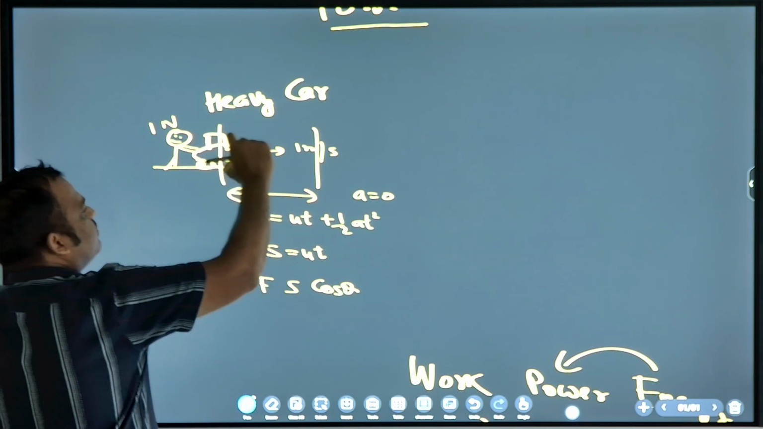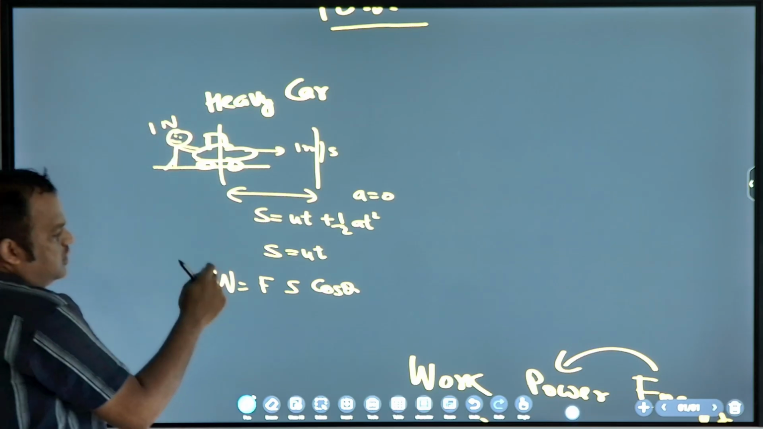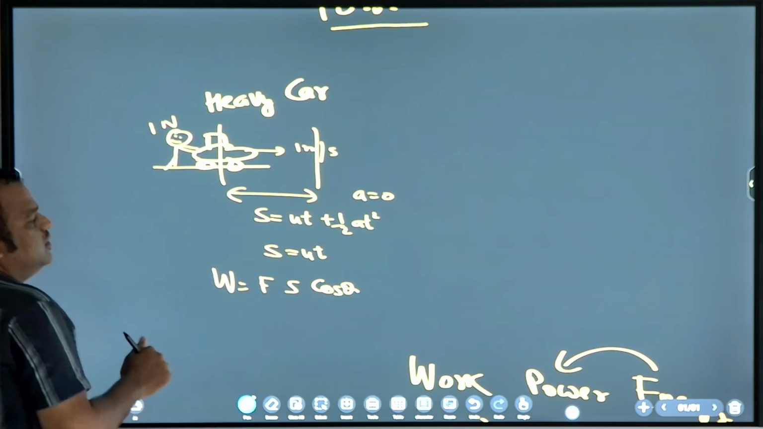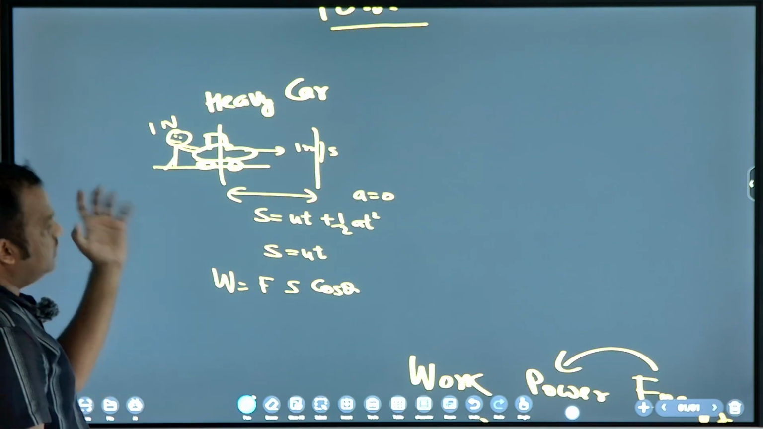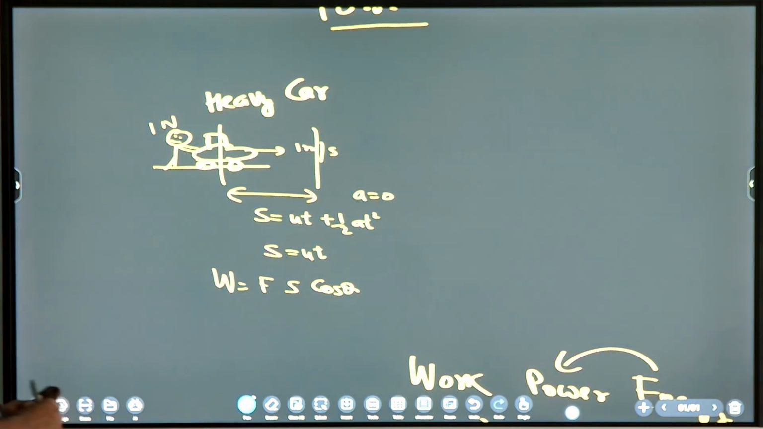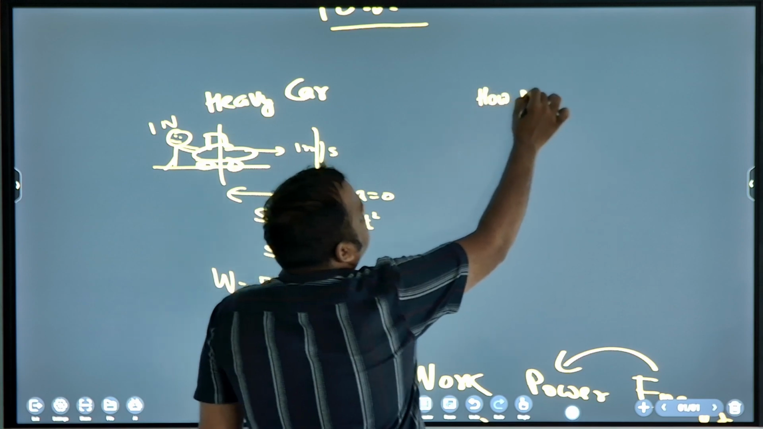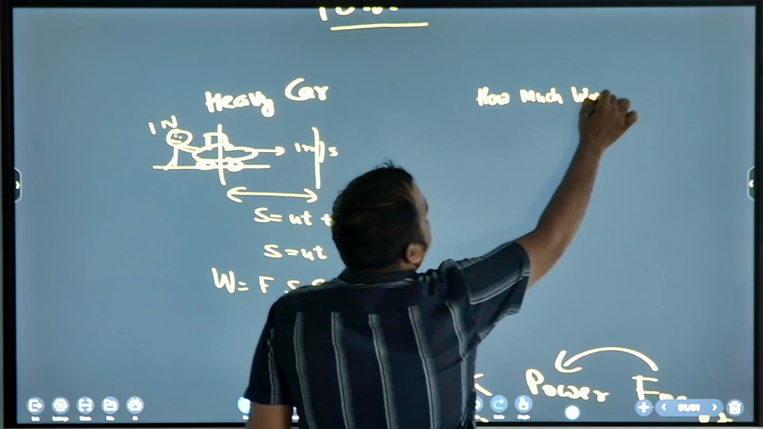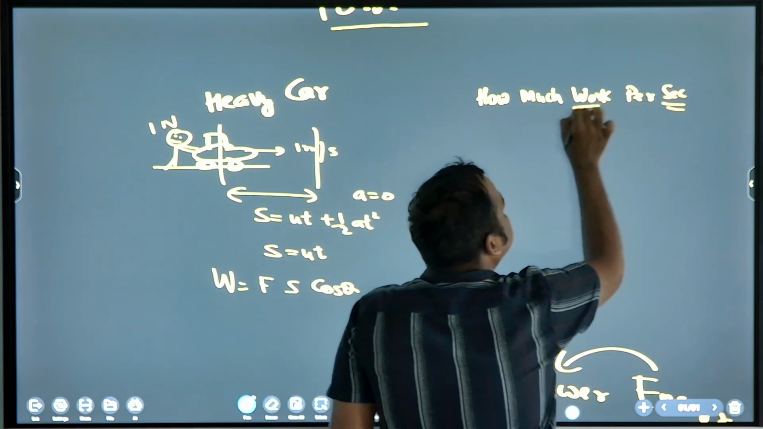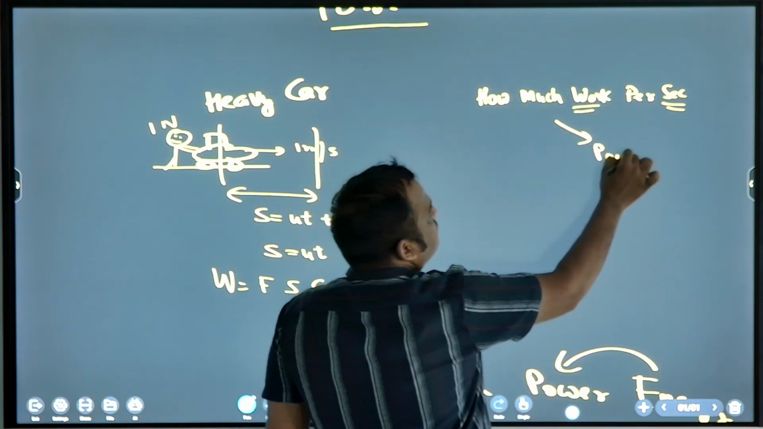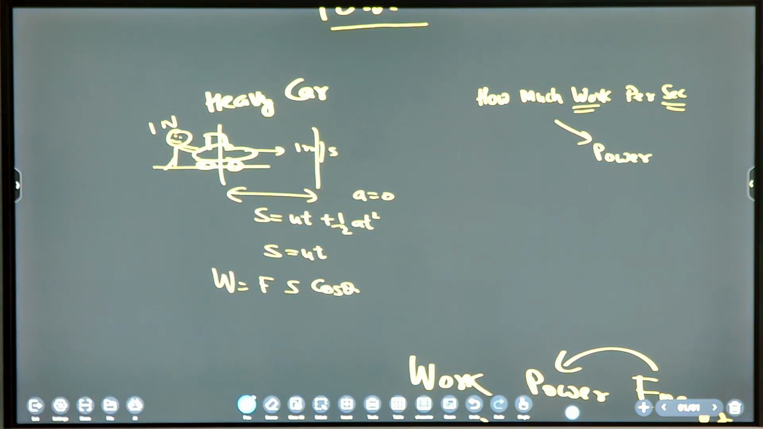So the car is moving with constant velocity. Force is there, so work done is there. So we will say the person is doing work. So how much work per second? If we calculate this, then this is known as power. How much work per second? That is known as power.